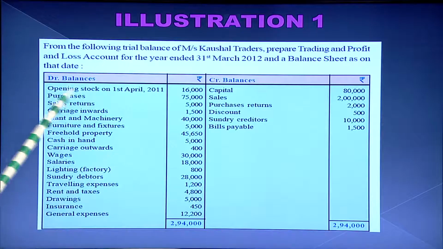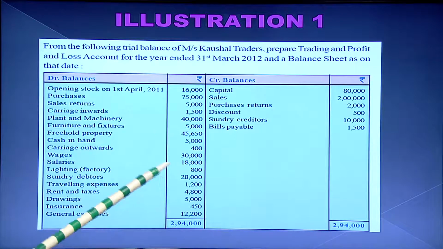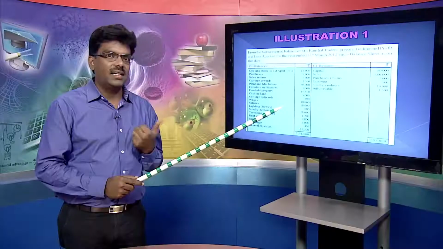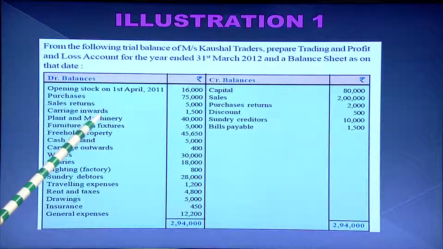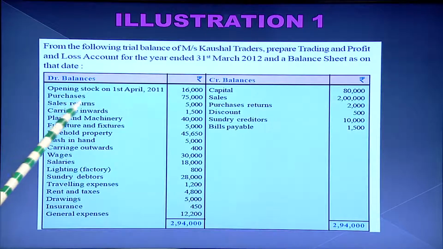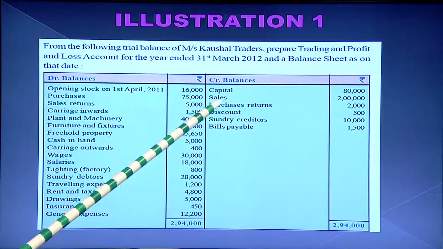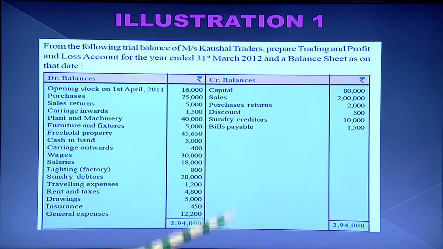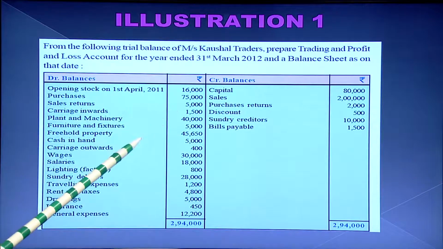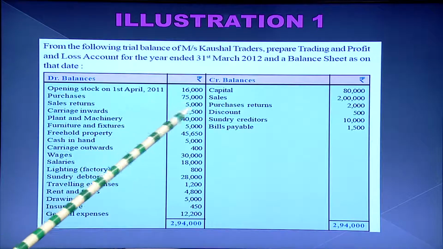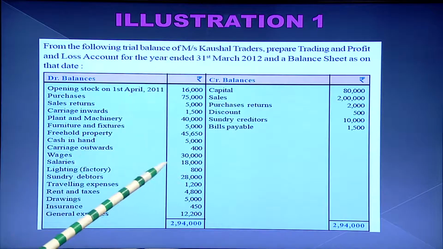So, first is opening stock, that is 16,000. Opening stock goes in trading account, because this is a direct expense. Second one is purchases. Purchase is also written in trading account. Next one is sales return. Sales return will be deducted from sale. You see that sale is given in credit side of trial balance, that is 2 lakh, and the return amount is 5,000. So, when we prepare trading account, we will deduct rupees 5,000 from the sale of total 2 lakh.